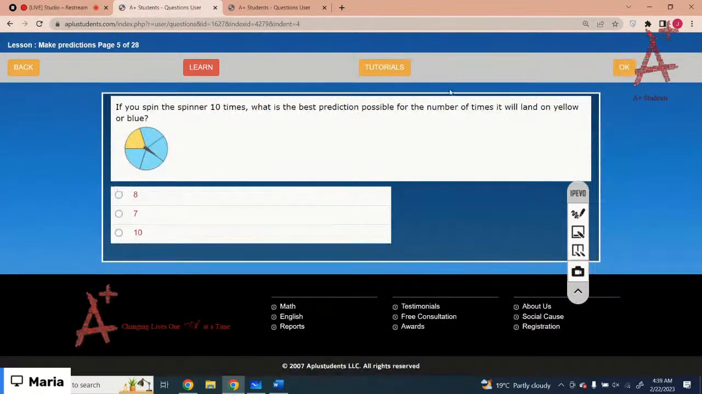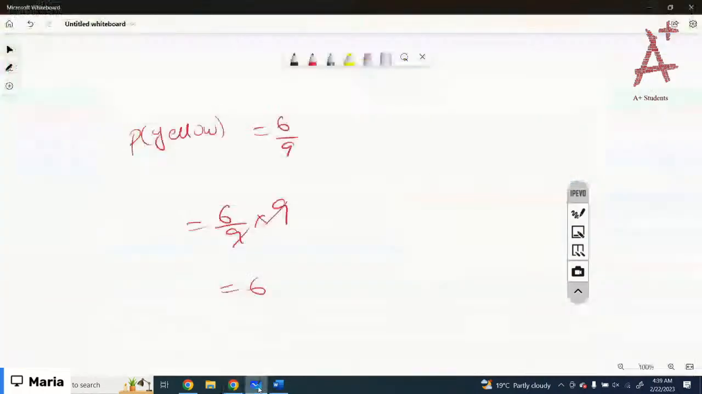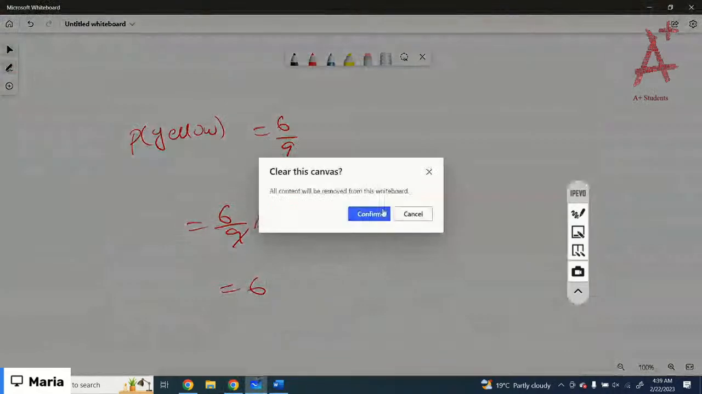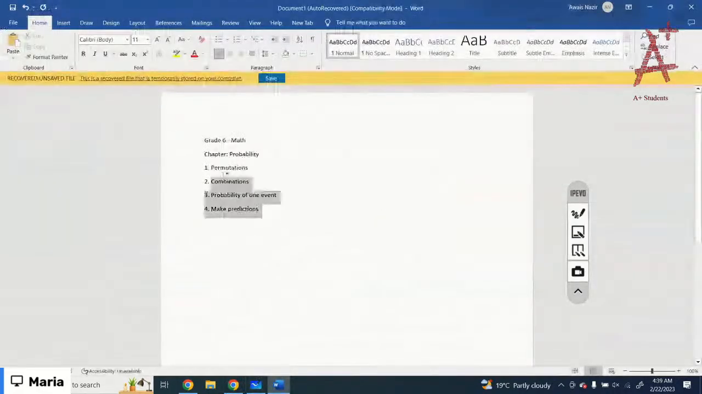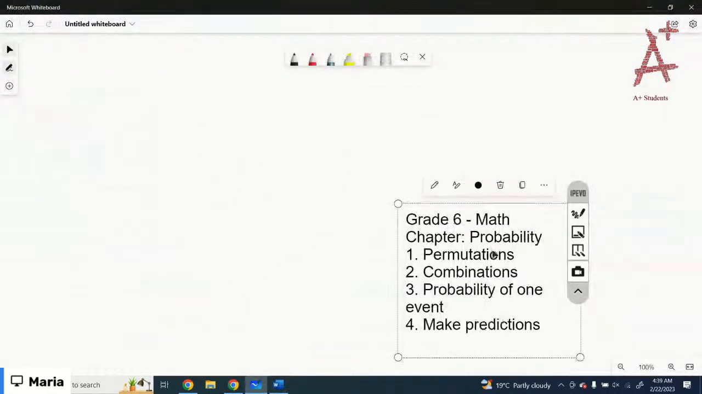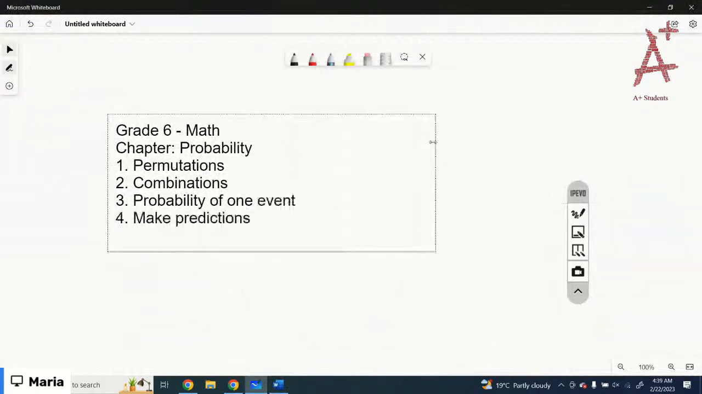Okay, you can complete the test by yourself later today. So we're working on grade 6 maths, and the lessons we have covered today are from the chapter probability: permutations, combinations, probability of one event, and make predictions. So please make sure before the next session you complete all the test questions.